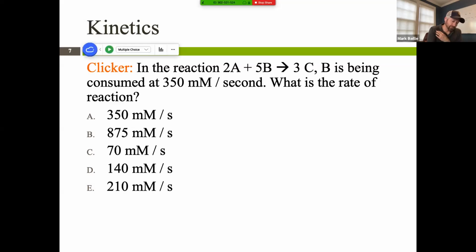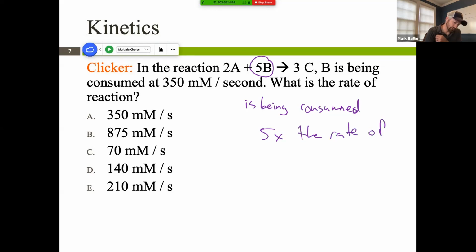And for the sake of time, I'm gonna just use the phrasing that B is being consumed 5 times the rate of reaction. That's the way I want you to think about this, that the rate of reaction is as if something had a stoichiometric coefficient of 1. In this case, we don't have one with 1. So B is being consumed 5 times the rate of reaction. So if we divide the rate of consumption of B by 5, we'll get 70 millimolarity per second. That's the rate of reaction.